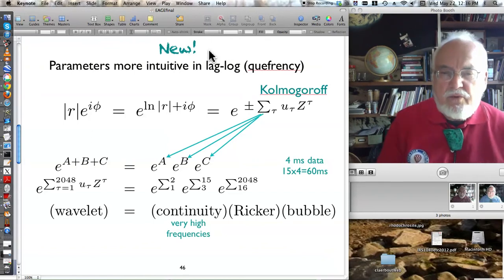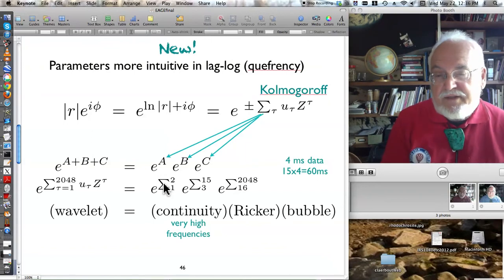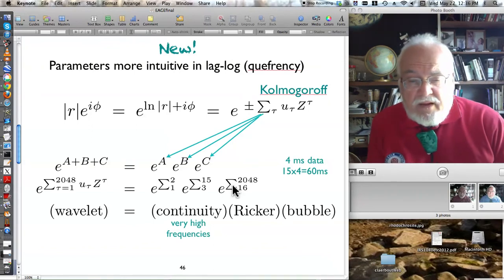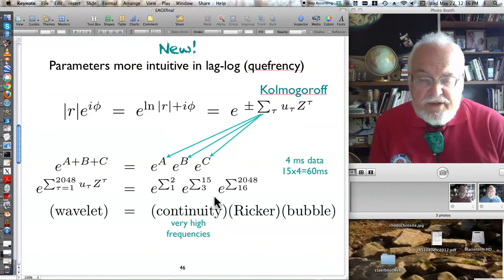Now, here's a new way to look at all this, and I really like this way of looking at it. It's a more insightful way. We start from what we learned from the Kolmogorov method. We have these u sub tau, and this is a summation, and we group it into three parts, A, B, and C, which means we have a product of three filters. The definition of A, B, and C is that A has the inner lags, B has the medium lags, and C has the long lags.